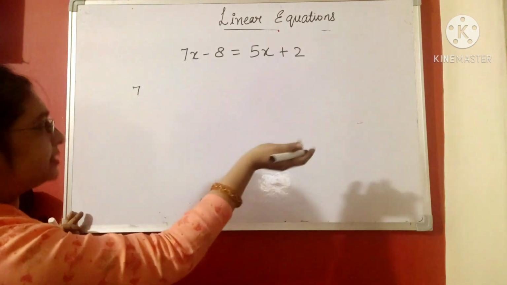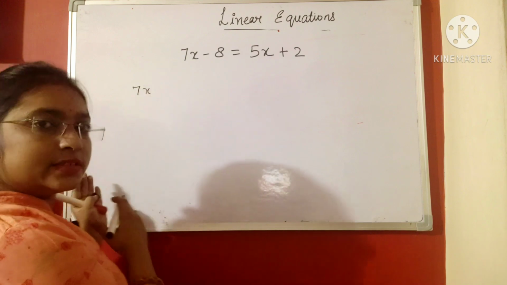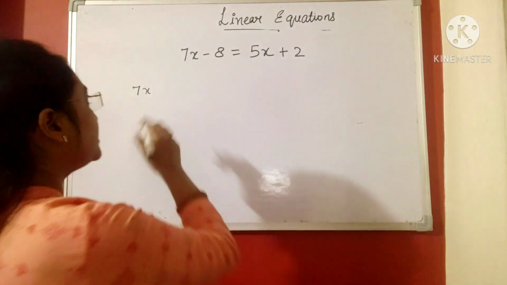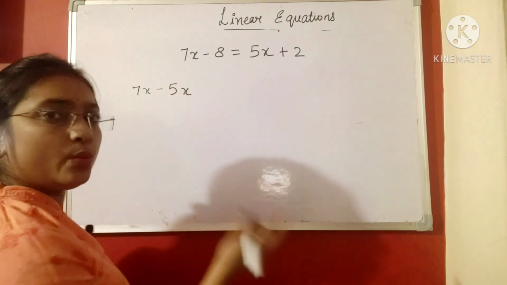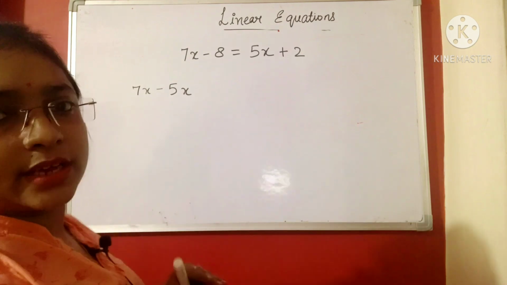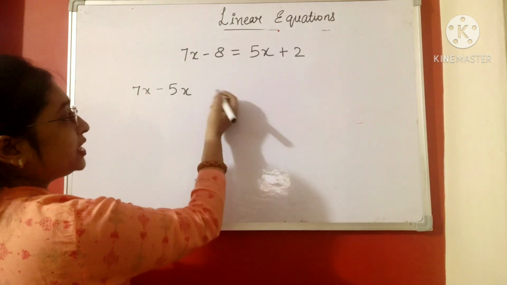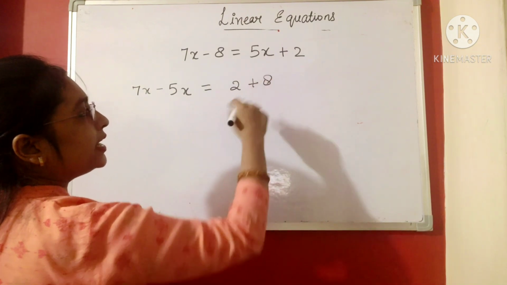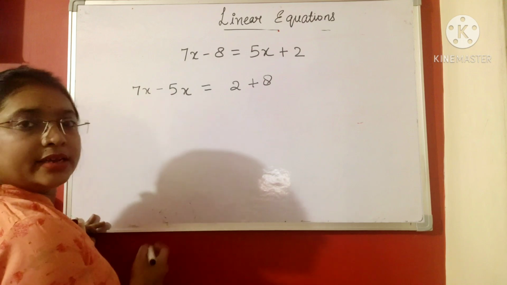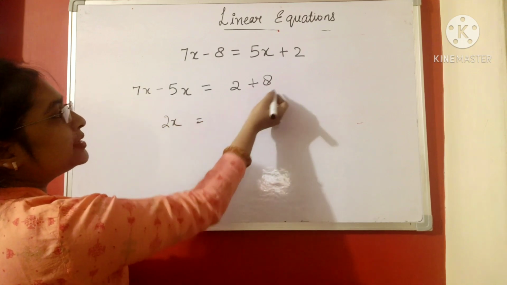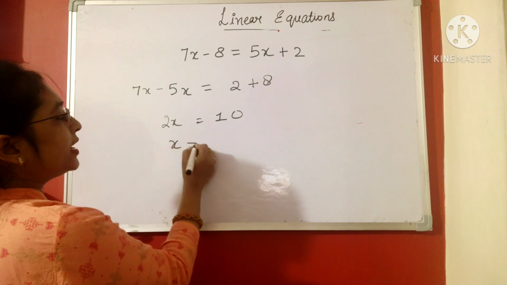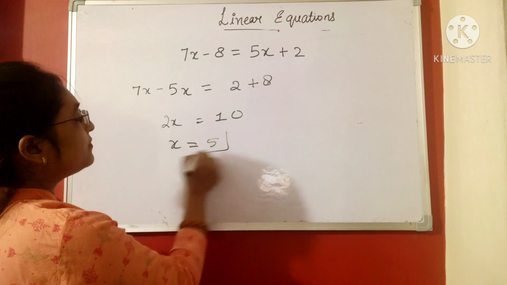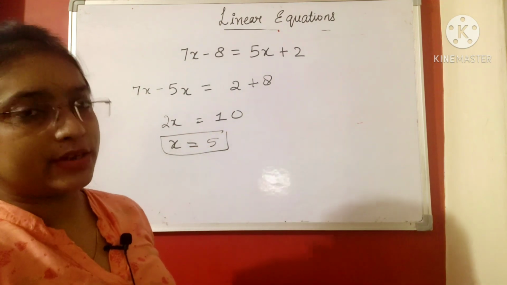Suppose this is 5x on that side, please bring it to one side. Here it is 5x, so on this side it will become minus 5x. We know that when we shift numbers from here to there, we just change the sign. So 2 is already here, minus 8 is there, bring that to this side and it becomes plus 8. 7x minus 5x will be 2x. 2 plus 8 will be 10. And when we find the value of x, 2 will be in division on that side, which gives x equals 5. This was the transpose method.